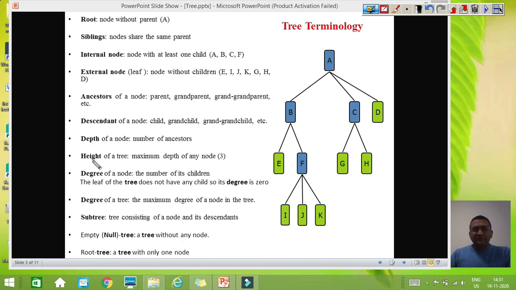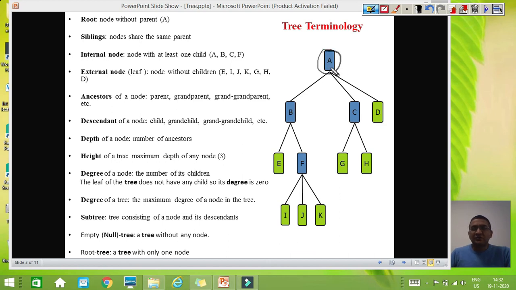So height we can find out by looking at the relationship of the root and the leaves. What does that mean? It means height refers to the distance of the root to the leaf, or you can say the maximum distance from the root to the leaf, or you can say the maximum number of edges that exist from the root to the leaf defines the height.